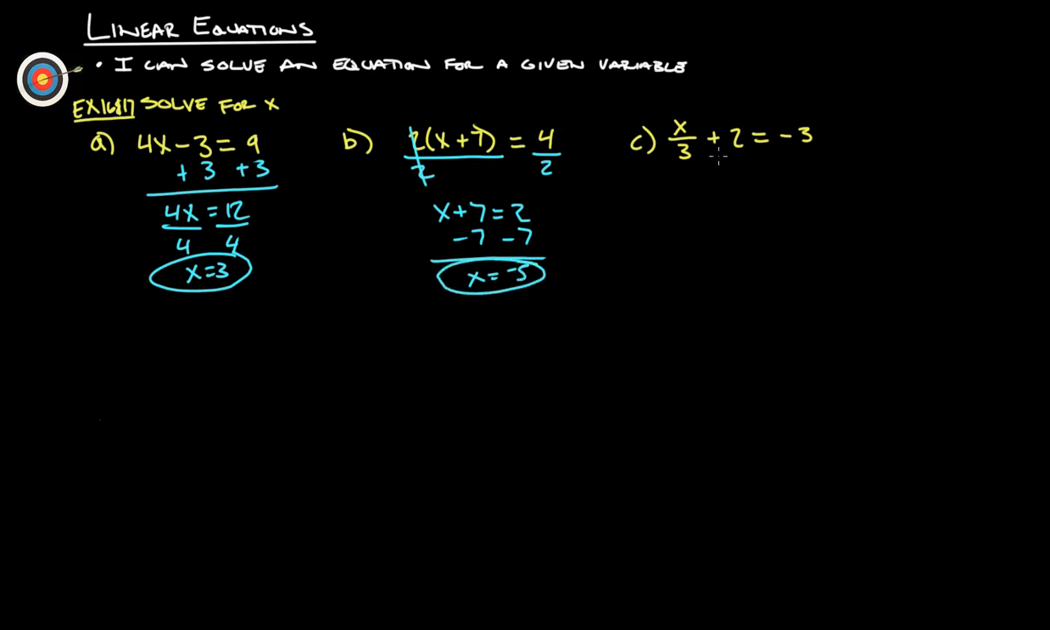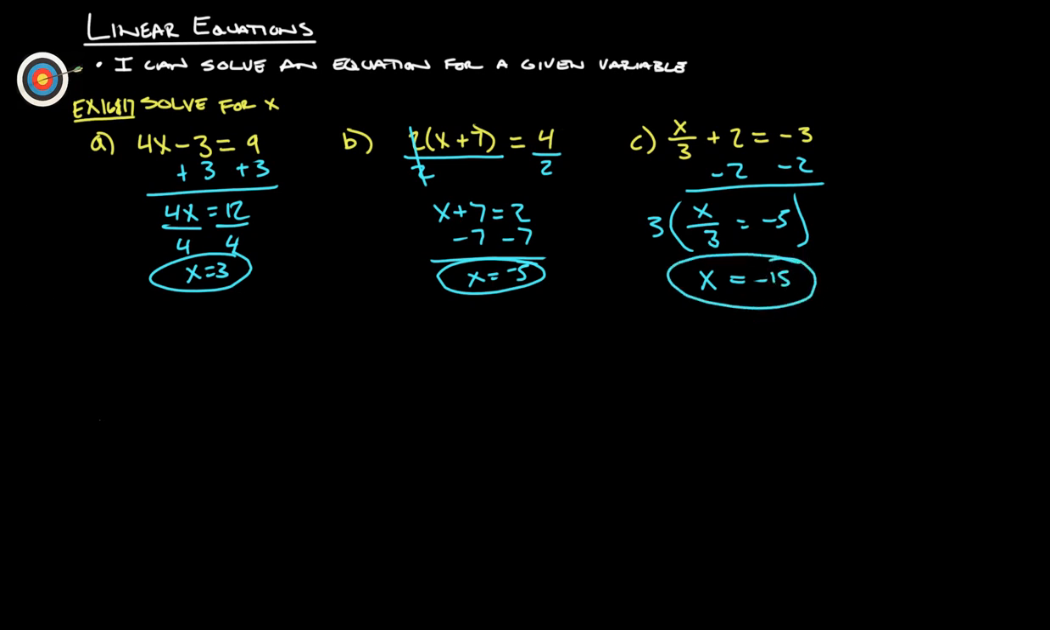For this one, let's subtract 2 from both sides first, and we get x over 3 equals negative 5. Now probably our best bet, whenever you get your x divided by a number, is to multiply everything by whatever's in the denominator, so multiply by 3, and that will get x all by itself. So 3 times x over 3, those 3's reduce down to 1, so it's just x. And then 3 times negative 5 is negative 15.